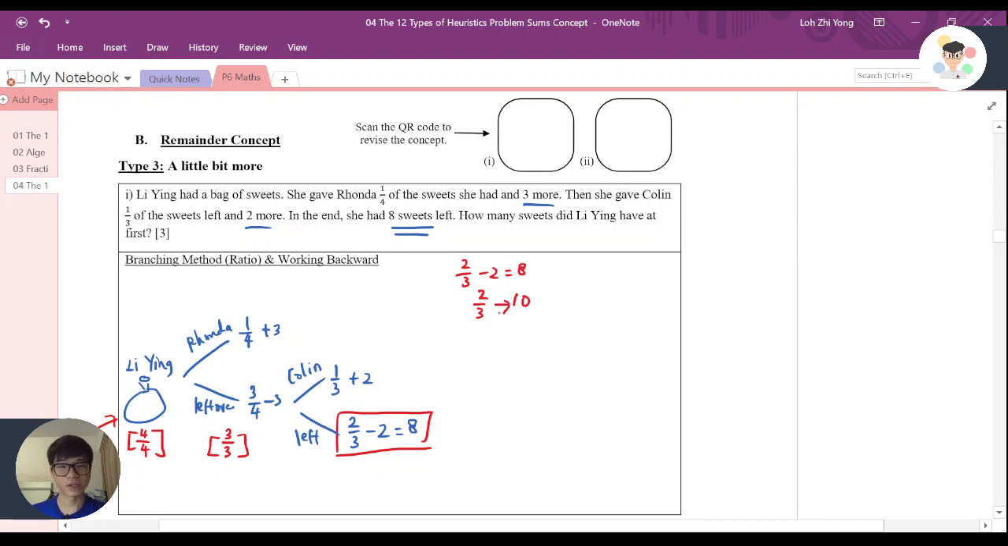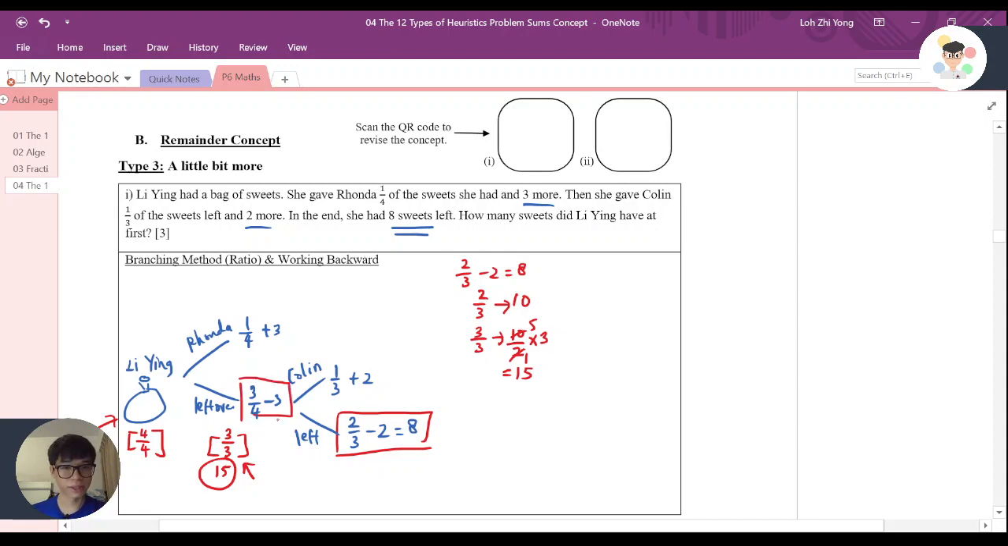Now, here basically letting you know that if 2 units is equal to 10, now 2/3 is equal to 10, then what we need to find is 3/3. So 3/3 will be 10 divided by 2 times 3. If we simplify, it will be 15. Now I know the leftover is actually 15, right? So how to find what Li Ying actually has? Then we need to find this also.